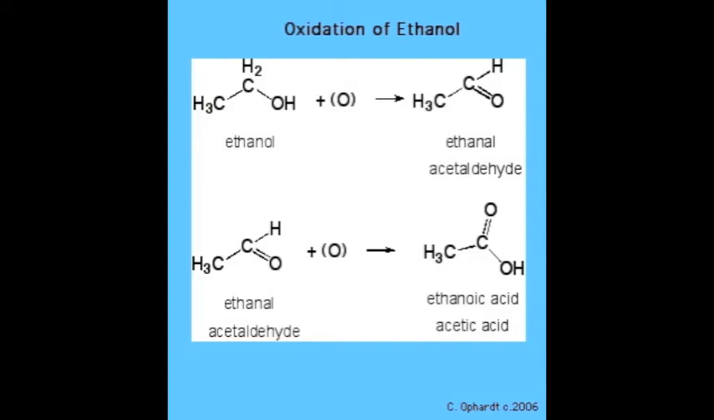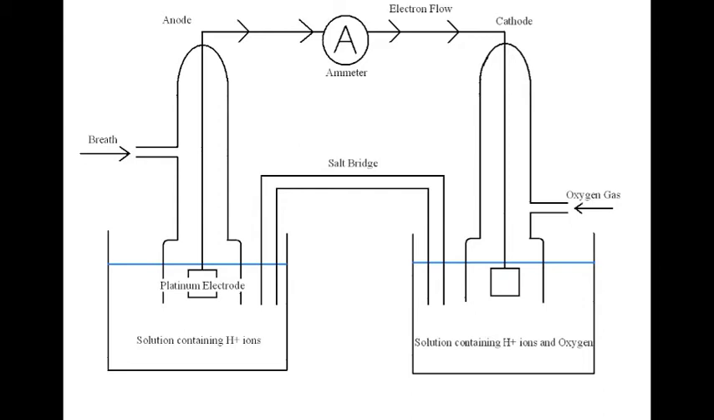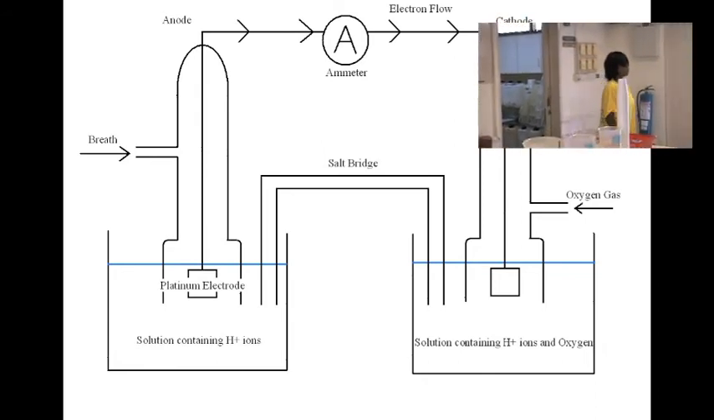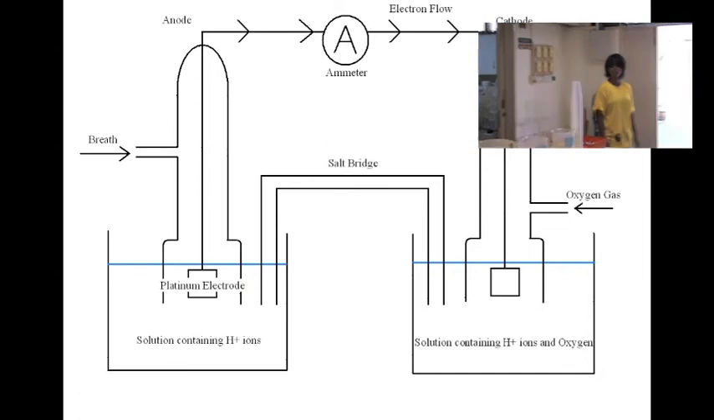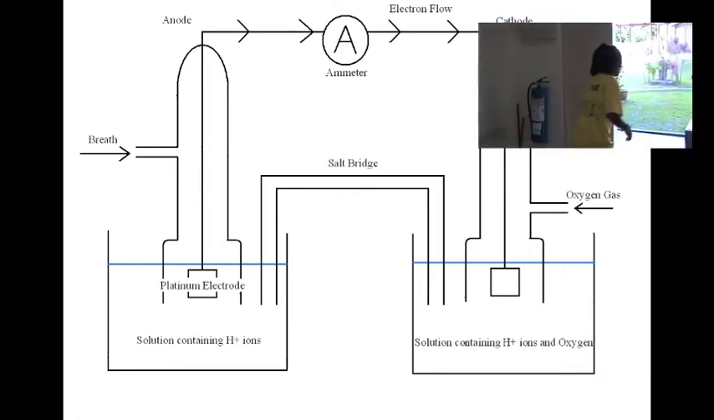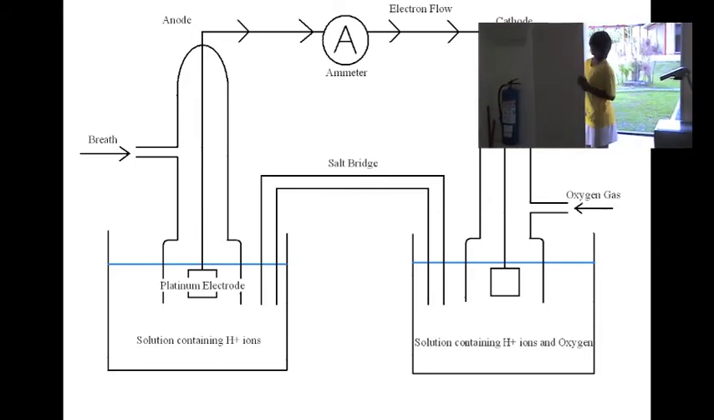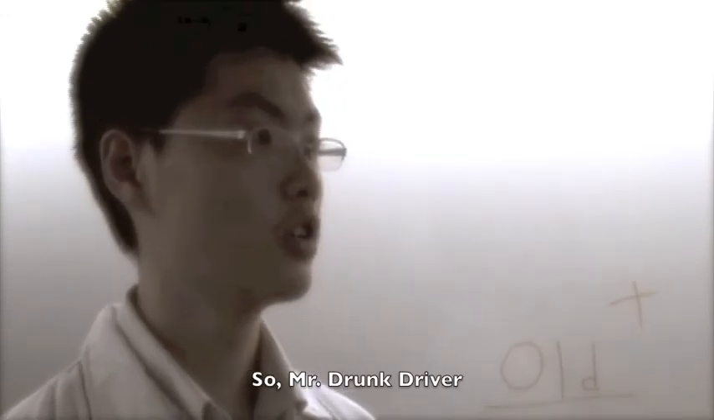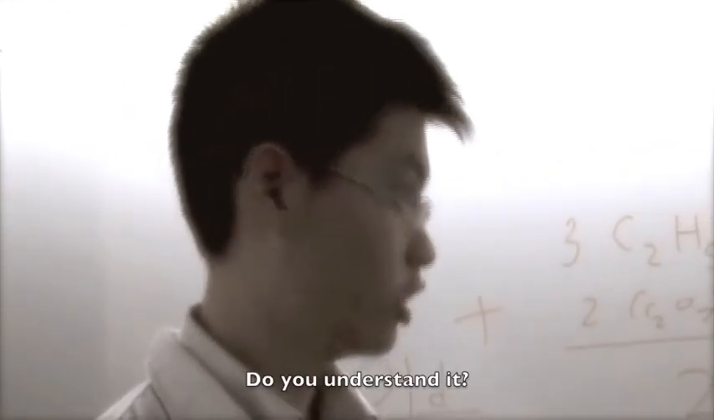This is possible because of the relative strength of the reducing agent, which is ethanol, and of the oxidizing agent, which is dichromate, as measured by standard electrode potentials. The reaction will be feasible as long as the cell potential is positive. The quantity and concentration of alcohol can be measured by the microprocessor after the potential difference or cell potential has been determined. So, Mr. Drunk Driver, do you understand it?